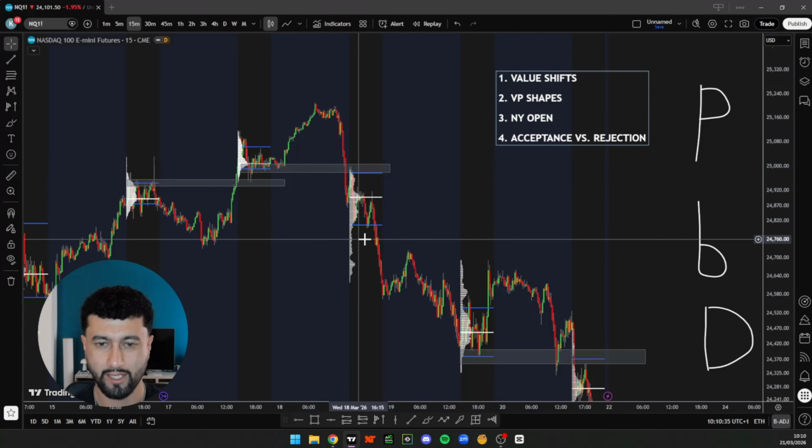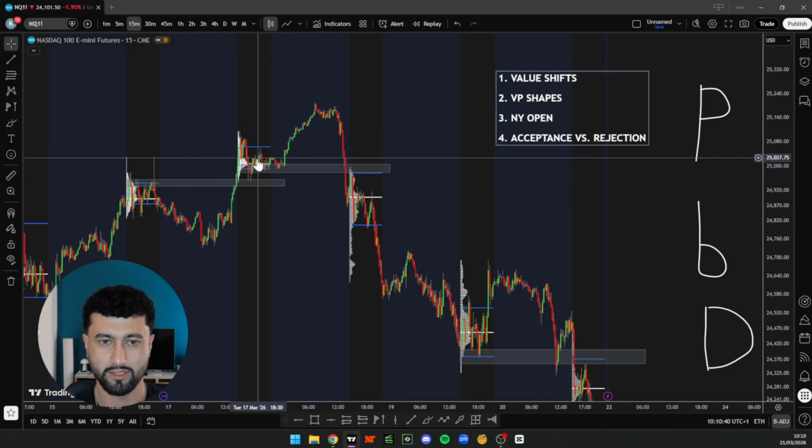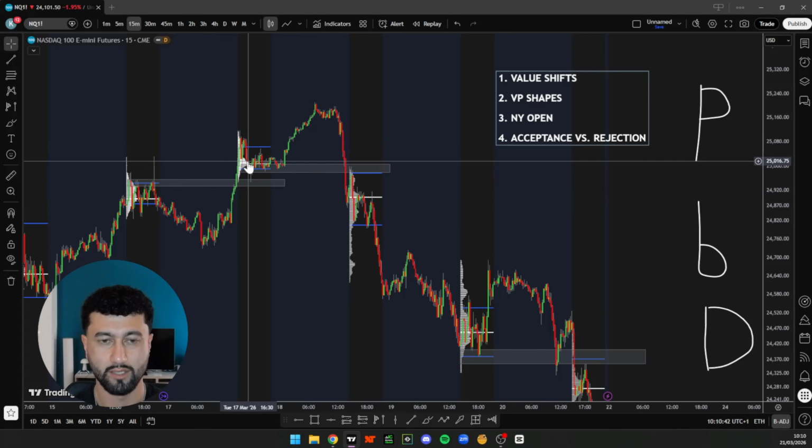Now let's look at the next trading session. We know that value has shifted upwards on this day from the previous day, which is a bullish sign.